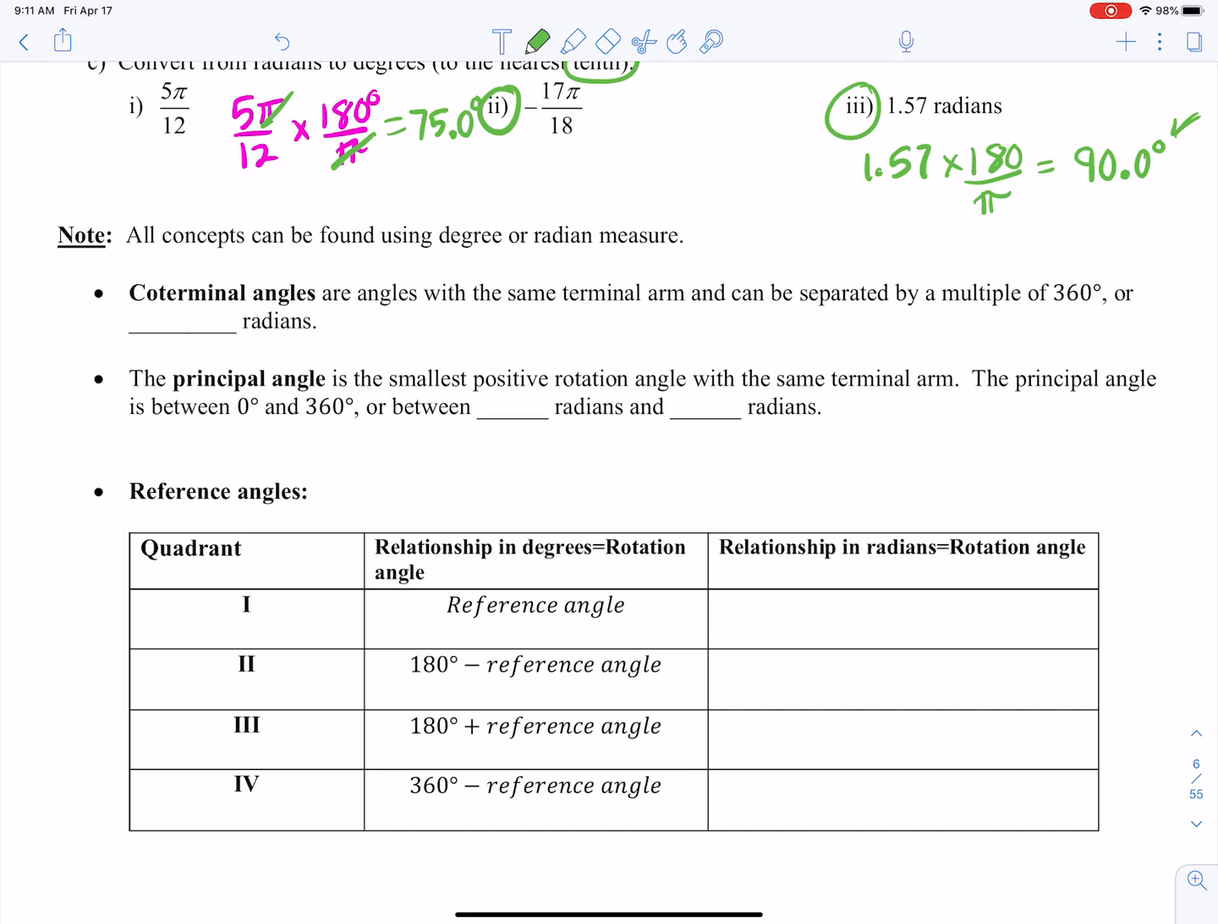All concepts can be found using degree or radian measure. So what does that mean? That we're going to be looking at coterminal angles with radians, and we're going to be looking at reference angles with radians right now. So coterminal angles have the same terminal arm and can be separated by a multiple of 360 or 2 pi, because that's the conversion. One complete rotation is 2 pi radians.